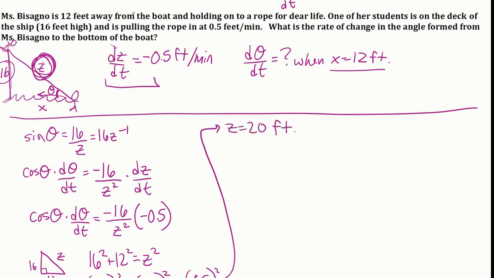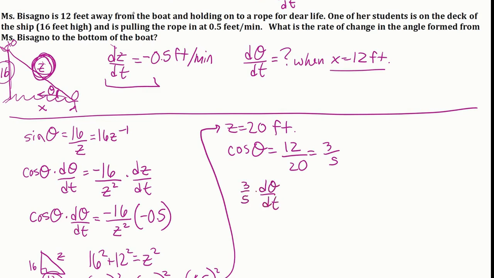And then cosine, so SOHCAHTOA, cosine is adjacent over hypotenuse. So at this moment in time, the adjacent side is 12, and the hypotenuse is 20. So at this moment in time, I can figure out what cosine is, which is 3 over 5. So I can figure out both of these by using the Pythagorean theorem and SOHCAHTOA, and then I can go back and plug them in. So cosine was 3/5 times d theta dt.